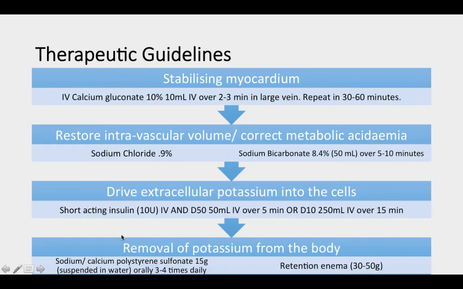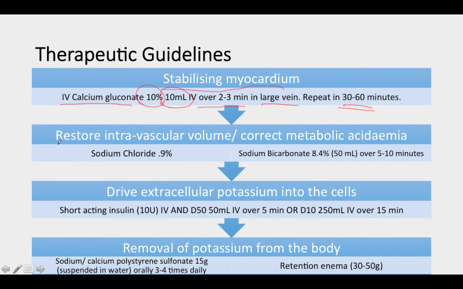So these are from the Australian Therapeutic Guidelines. This is the stepwise approach they recommend. They say if you have a hyperkalemic patient with ECG changes, the first step is to stabilize the myocardium: IV calcium gluconate, 10%, 10 mL over 2 to 3 minutes in a large vein. It can be quite irritating. And because the effects of this are quite transient, you may need to repeat in 30 to 60 minutes. This buys you some time.